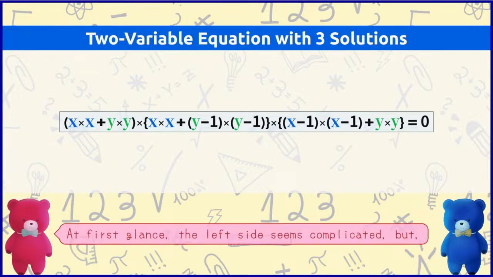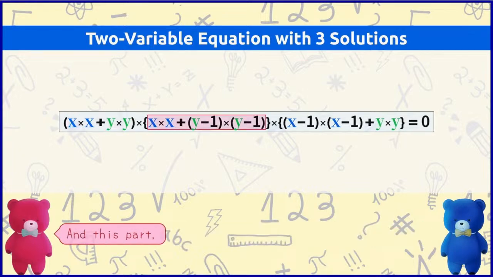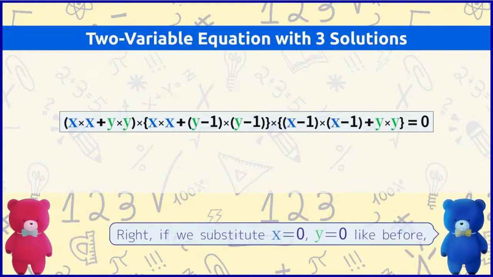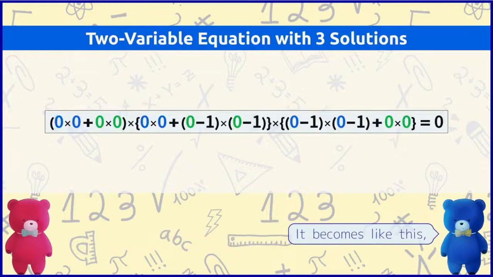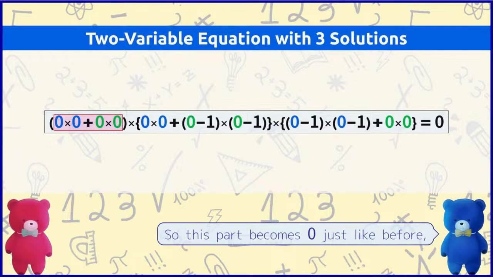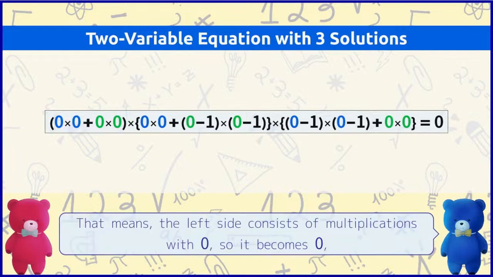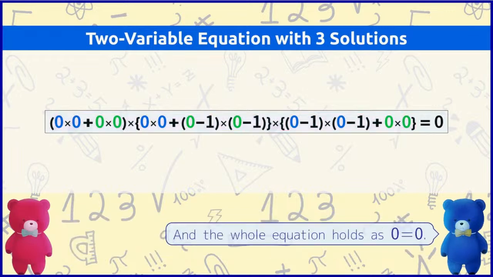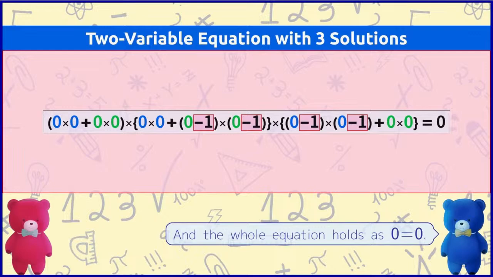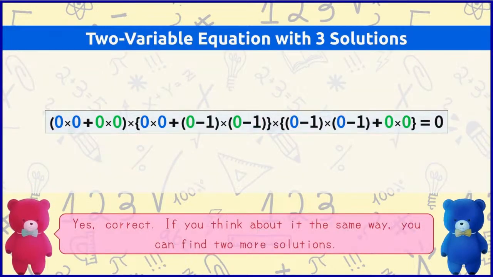At first glance, the left side seems complicated, but this part, and this part, and this part are all multiplied together, right? Right. If we substitute x equals 0, y equals 0 like before, it becomes like this. So this part becomes 0 just like before. That means the left side consists of multiplications with 0, so it becomes 0. And the whole equation holds as 0 equals 0. Correct. If you think about it the same way, you can find 2 more solutions.